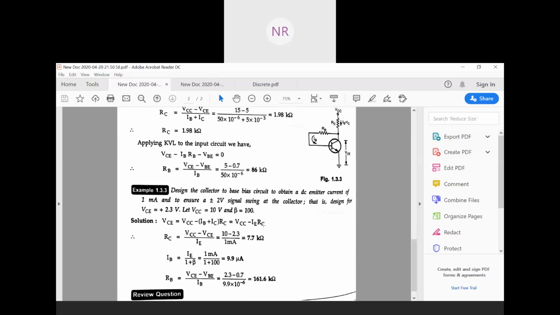Okay. So for today, it is sufficient. We have discussed the BJT biasing concept. Next class onwards, we'll be discussing small signal models of BJT. I hope this session was understood. If you have any doubts, you can ask me.